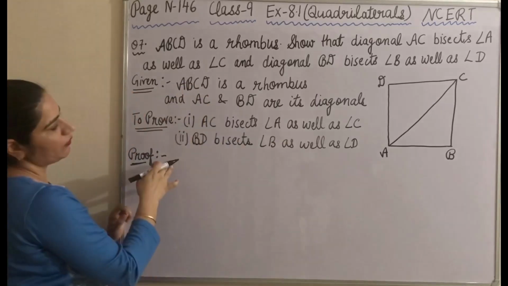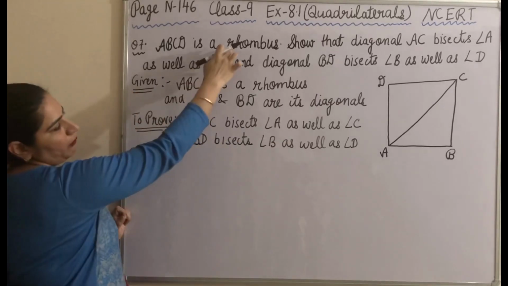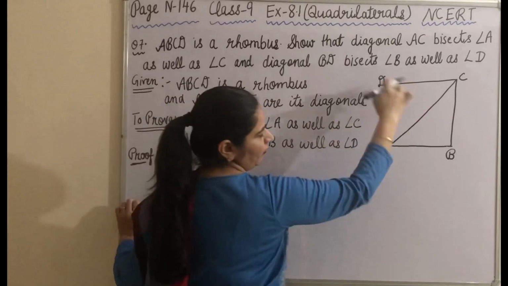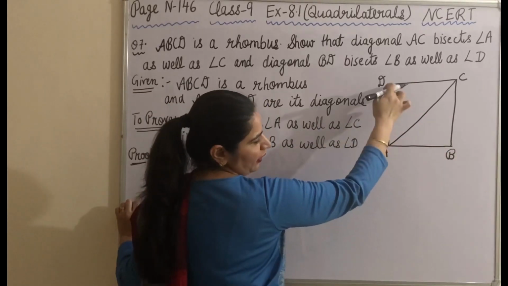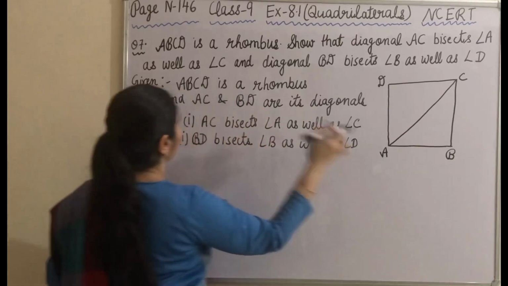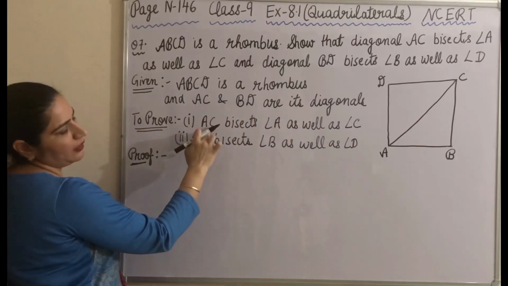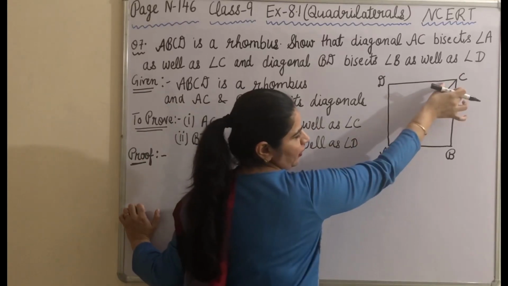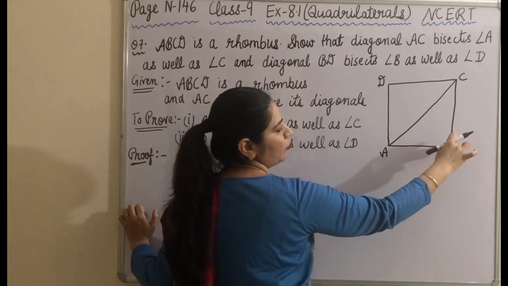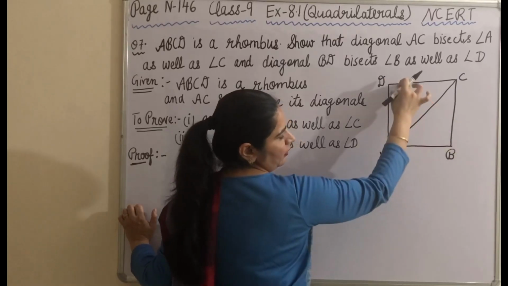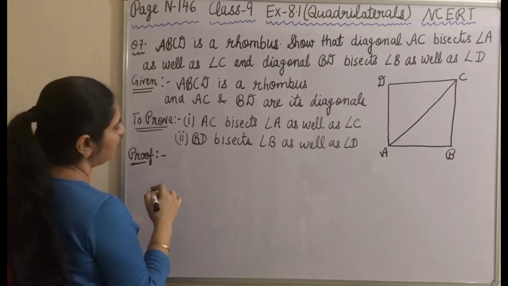I have written the given and to prove. Given is a rhombus where diagonals AC and BD are given. I haven't taken the second diagonal here, I'll take the second diagonal afterwards. We have to prove diagonal AC bisects angle A and angle C in the first part. In the second part we have to prove diagonal BD bisects angle B and angle D. I am proving the first part now.